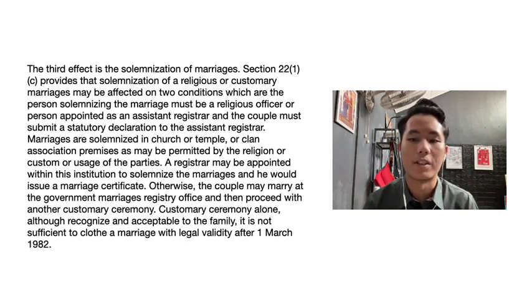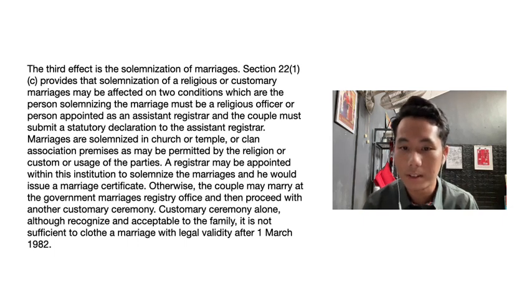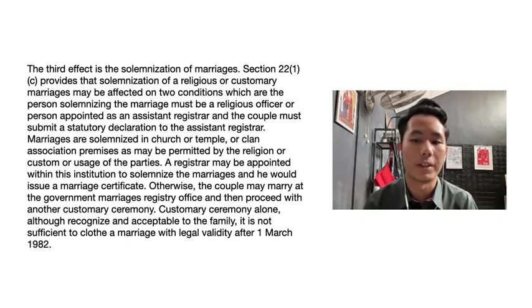Marriages are solemnized in church or temple or clan association premises as may be permitted by the religion or custom or usage of the parties. A registrar may be appointed within this institution to solemnize the marriage, and he will issue a marriage certificate. Otherwise, the couple may marry at the government marriage registry office and then proceed with another customary ceremony. A customary ceremony alone, although recognized and acceptable to the family, is not sufficient to create a marriage with legal validity after 1 March 1982.